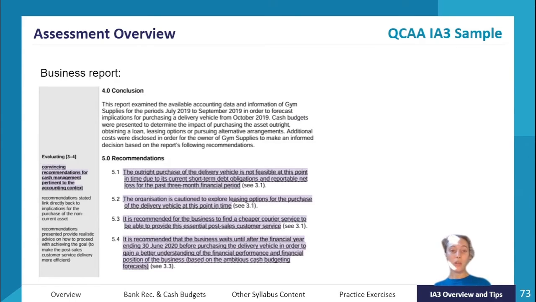And then our conclusion and our recommendations. So you can see the recommendations are formatted as points, so the equivalent of dot points, but laid out with the 5.1, 5.2. So it looks very professional. Convincing recommendations for cash management pertinent to the accounting context.